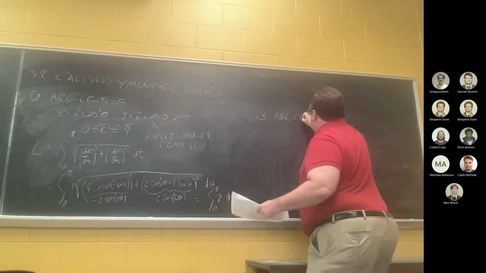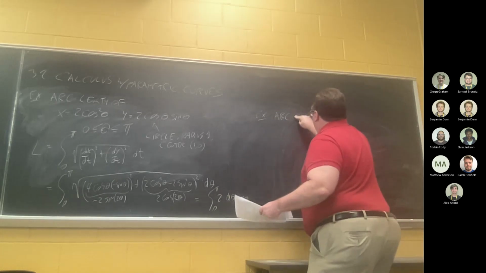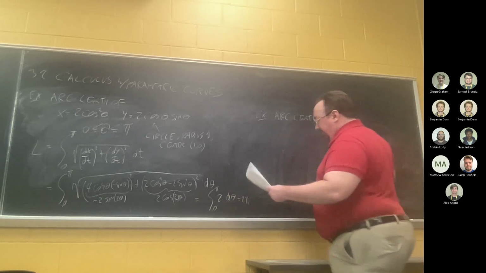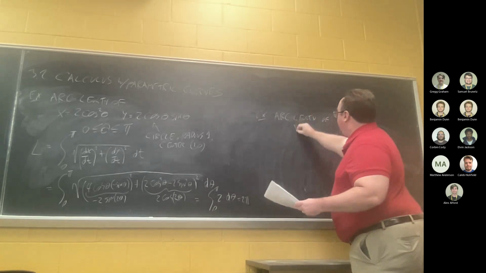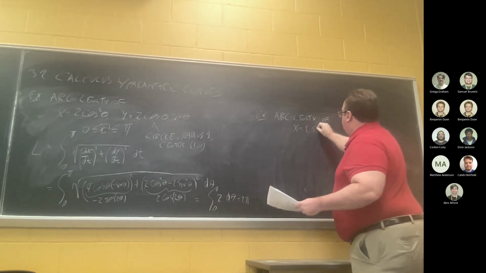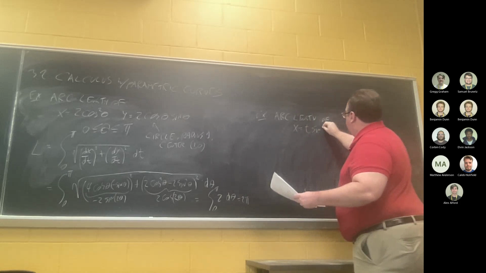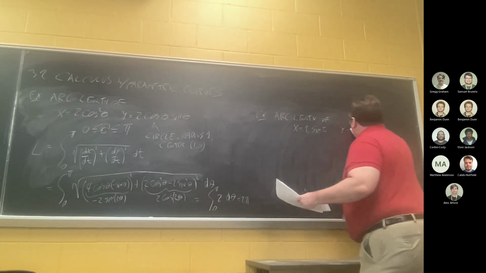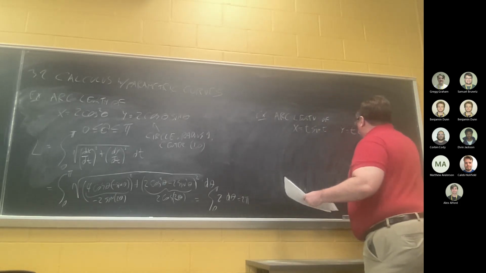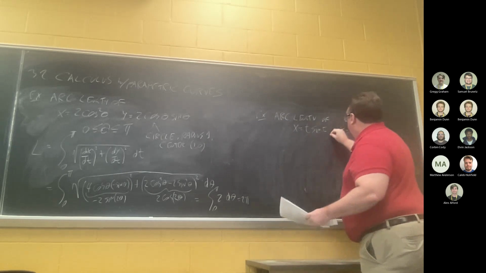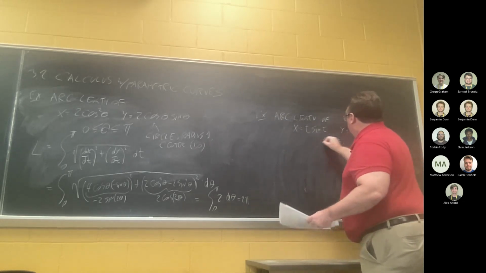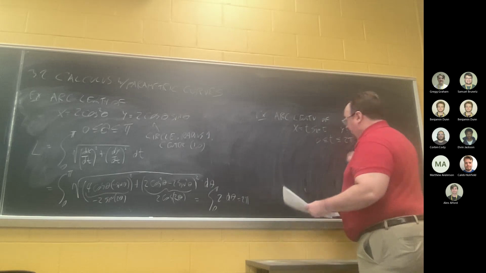So arc length of this parametric curve, x is equal to t sine t, y is equal to t cosine t, and t goes from 0 to 2 pi.